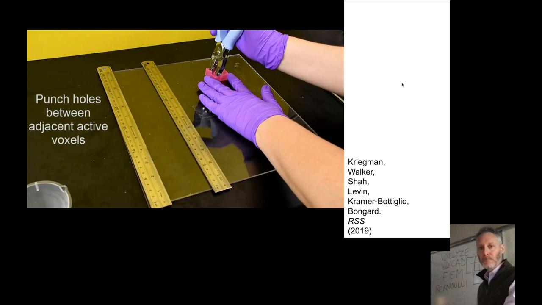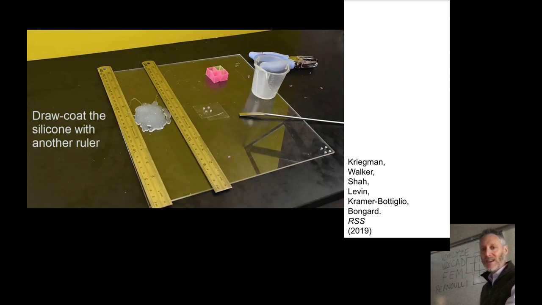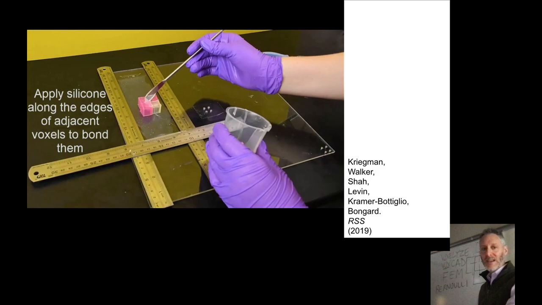So we've got five of the six sides of our voxels. We need to add the sixth side. So we take some more liquefied dragon skin. Make sure we try and get a uniform thickness. Allow the dragon skin to cure and solidify.